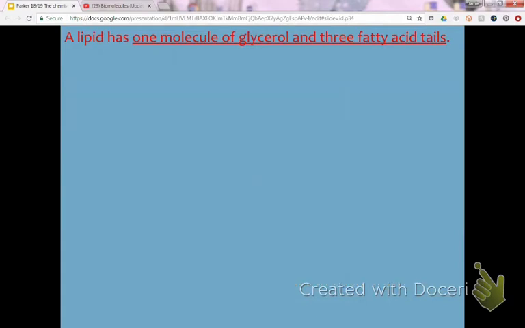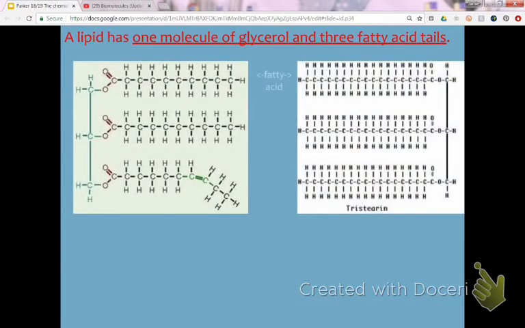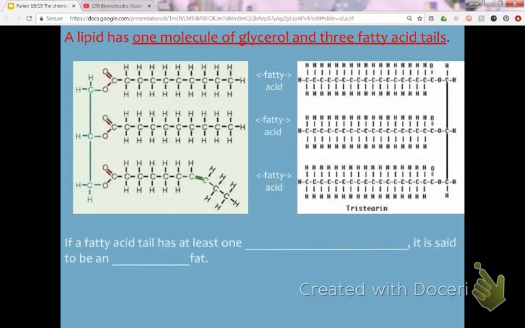So a lipid has one molecule of glycerol and 3 fatty acid tails, just like we've seen. Here they are again. If a fatty acid tail has at least one carbon-carbon double bond, it is said to be an unsaturated fat.